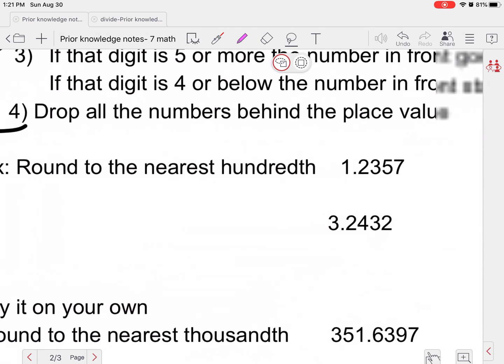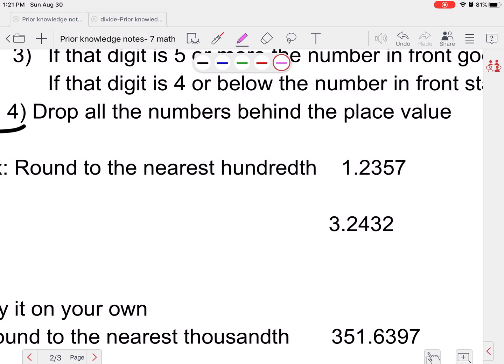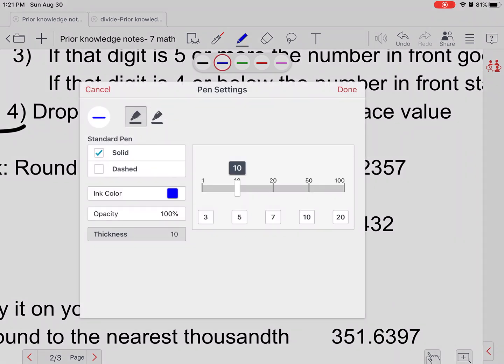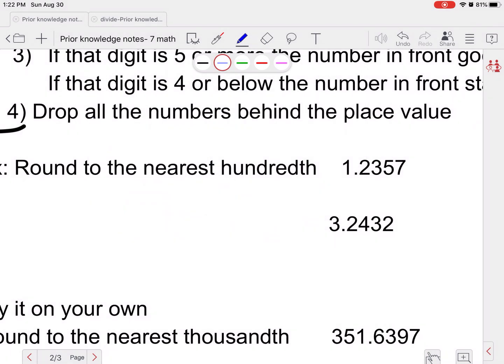Okay. So hundredth, I'm looking through here and I'm just going to make my marker just a little bit skinnier so you guys can see it on there a little bit better. So hundredth, so I know this is my ones place, tenths, hundredths, okay? So I'm looking at the 3. So I need to look at the number behind the 3 and that's going to tell me what to do, and that's a 5. So the 5 tells me to go up. So I'm going to have 1.24, okay? And then the 5 and the 7 are going to disappear because they already gave me the information I need, okay?